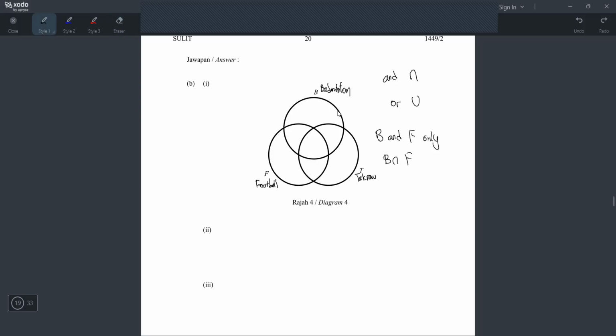Okay, last one. What if I say badminton and takraw? Badminton and takraw. So mana? Sini. Tapi kalau saya kata badminton and takraw only, then sini sajalah. Okay, then what if I say badminton? Mana badminton? Sini saja ke? Bukan. It's here, here, here, and here. But what if I say badminton only? Then here only lah. Okay. You get the idea?